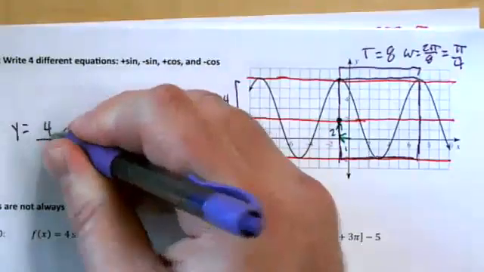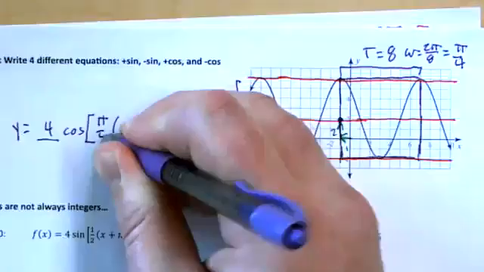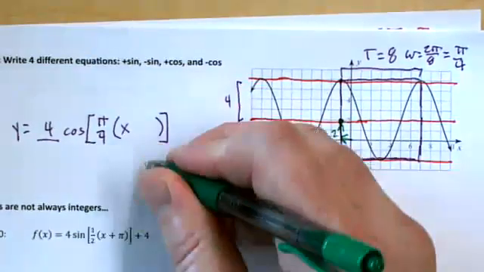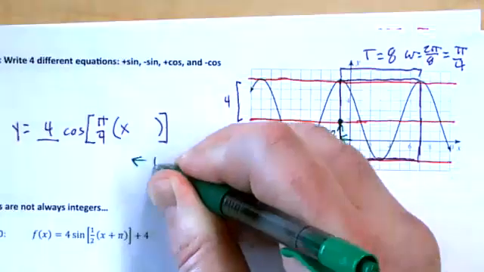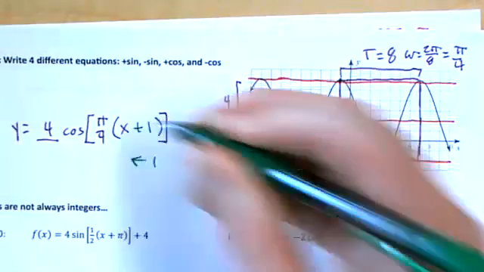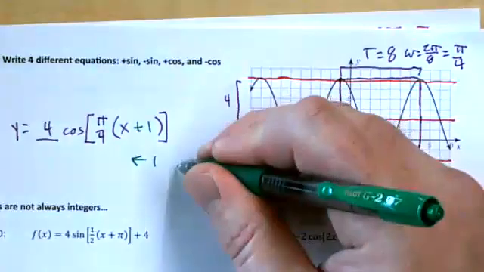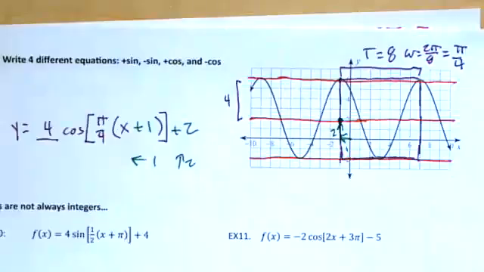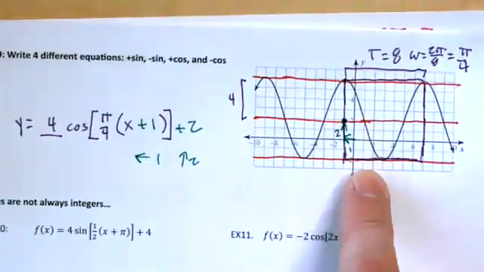Got our amplitude, got our omega. Left by 1 is going to be +1, right? And our up 2 is going to be a +2 on the outside. And the last step that I'm not showing here is to do what? With our graphing calculators. Graph that equation in your graphing calculator, make sure that it looks like this.